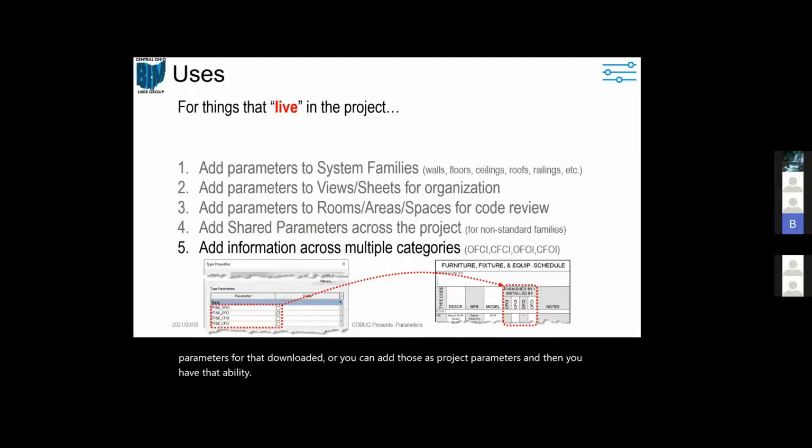Also adding parameters across multiple categories. So if you have, for instance, like I said earlier, the owner furnished, contractor furnished, owner installed, contractor installed, you can define those across many categories and use that to schedule those, use it to filter them, whatever it is you need to do. It just gives you that flexibility to add in other things.